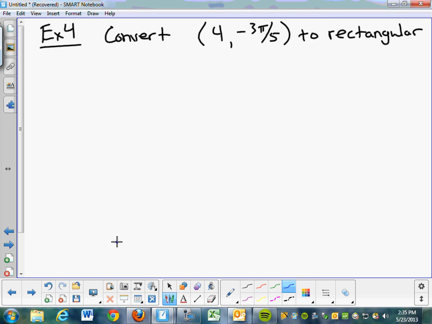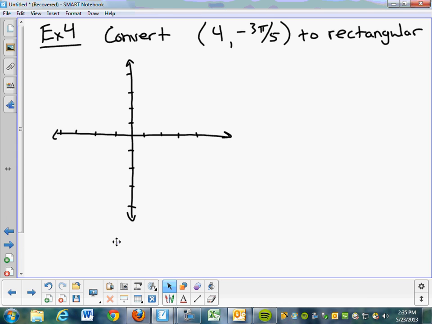Example 4, convert 4, negative 3 pi over 5, to rectangular form. Okay, so if I go 4, negative 3 pi over 5, let's start with the angle. Where's negative 3 pi over 5 put me? Which quadrant?